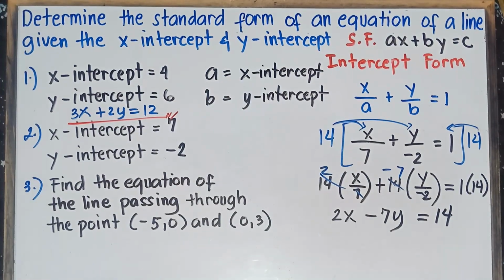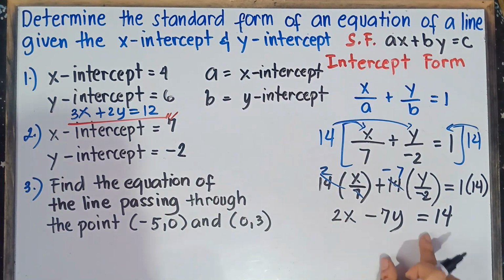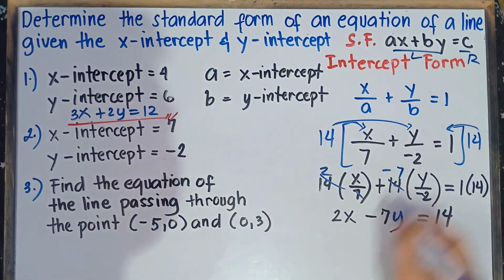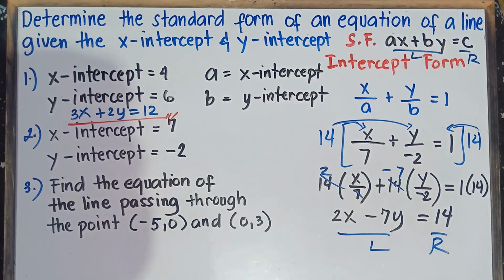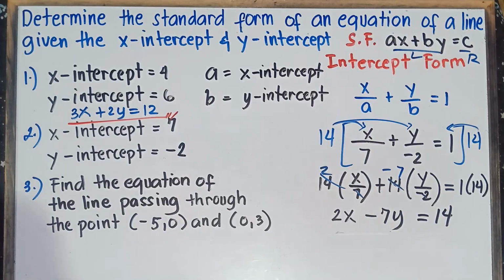Alright. Easy as that, class. Is this our final answer? Yup, this is our final answer because this is the standard form. X and y is on the left side of the equal sign. This is left, and this is right. All set. That's the answer, class, with regards to example number 2.